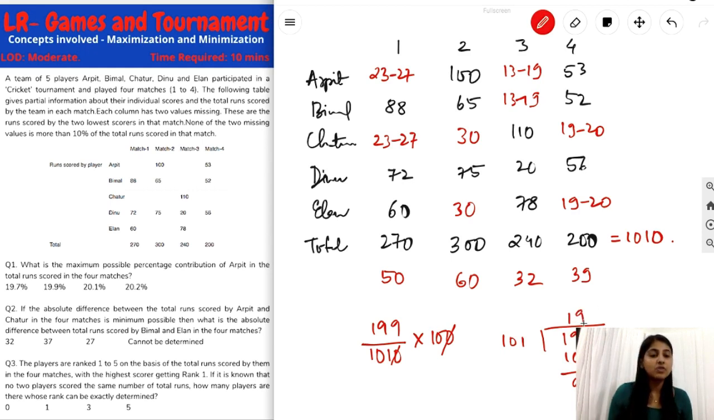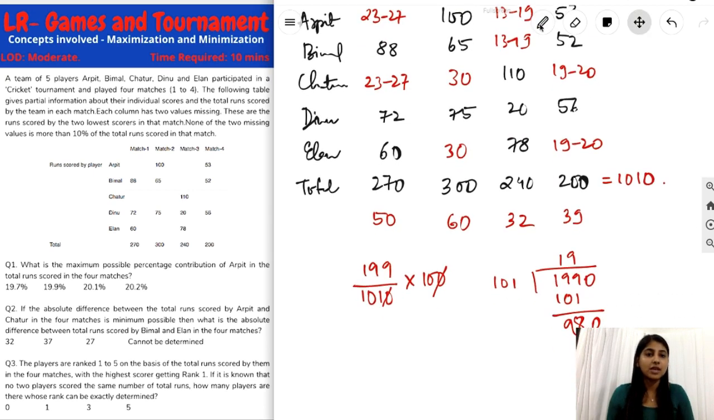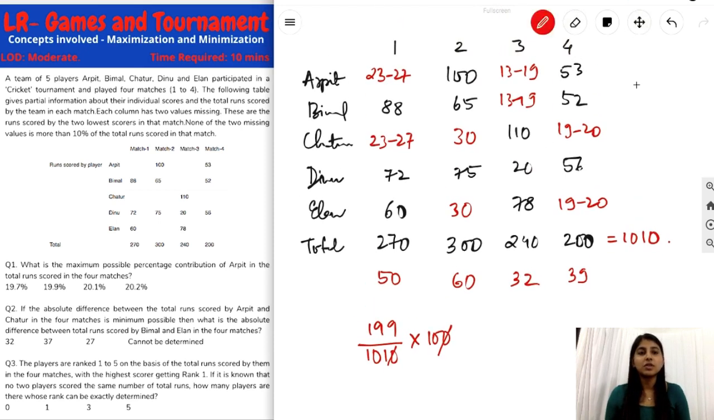Okay, next we go with 9. That will be 909. Alright, so we have 710. So we have to go with 7, which means the answer is 19.7, that is option A. Okay, next question. First question, the answer is option A.